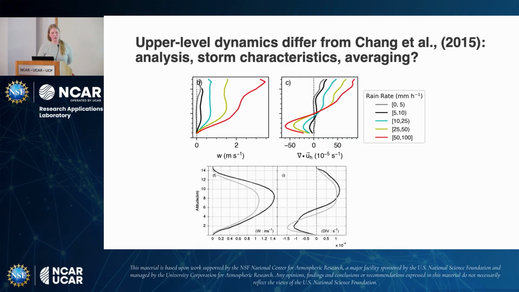We can compare the upper level dynamics with those from the Chang et al. paper that I mentioned earlier. We notice similarities in the profiles. Again, these look functionally very similar. There is a difference further aloft. However, they use different multi-Doppler techniques. We could be sampling different types of storms. It could be how these different studies are averaging. So they're consistent, but there are some differences that potentially could be examined. And again, we were able to look at this quantified by rain rate, whereas this was more focused on the different storm morphologies.